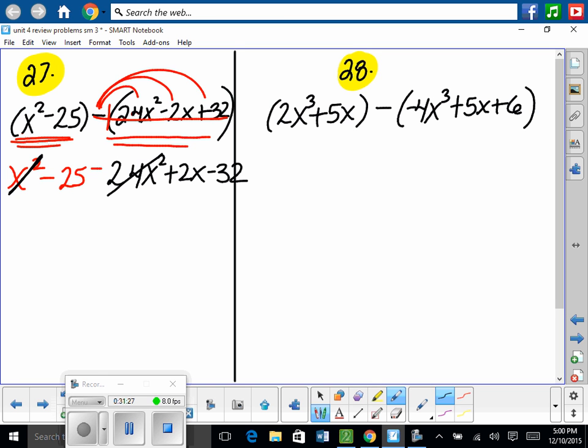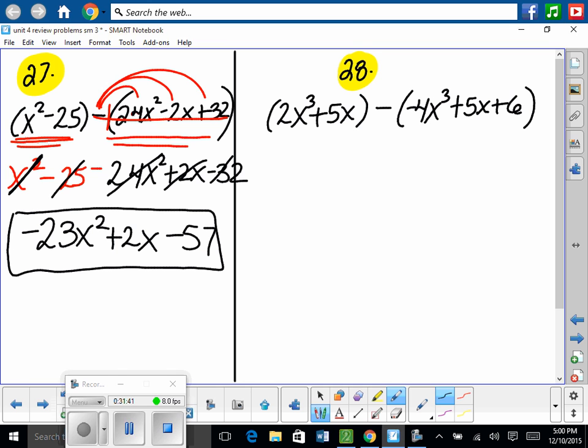Okay, so combining like terms. X squared minus 24x squared is -23x squared. And then we have 2x, no other x's, so plus 2x. And then -25 minus 32 is -57. So this would be considered our final answer.